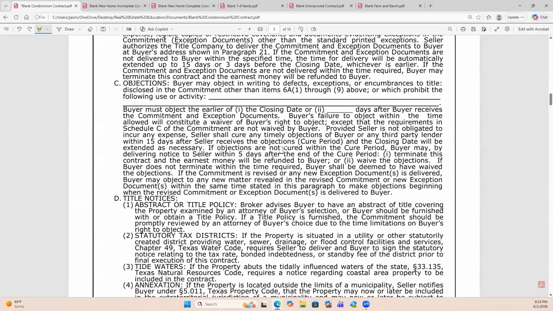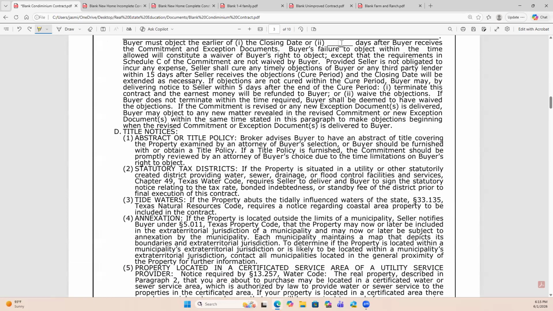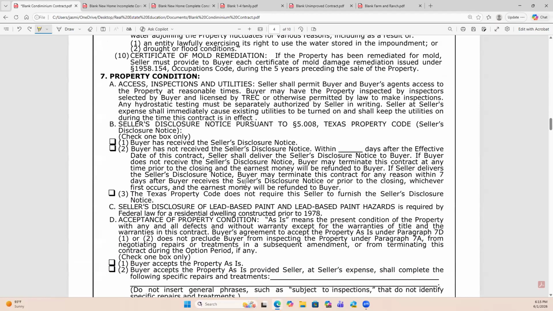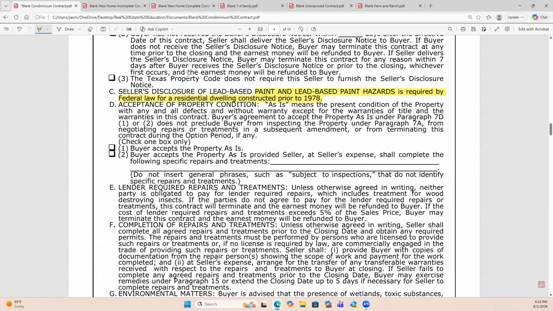And then when you scroll down here, in some contracts we're talking about surveys, but there is no survey with a condominium, but there are objections. You keep on scrolling. All of this is the same. Same with paragraph 7. We have seller's disclosures. Has your buyer received it? Have they not? We have seller's disclosure based on lead-based paint right here. Have you received it? Did you sign it? Yes or no? All of this is the same.